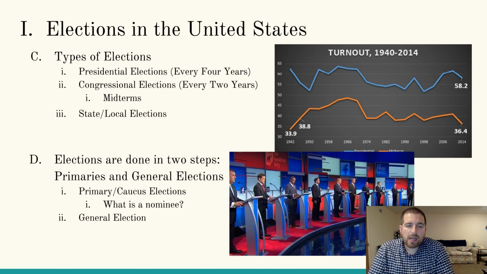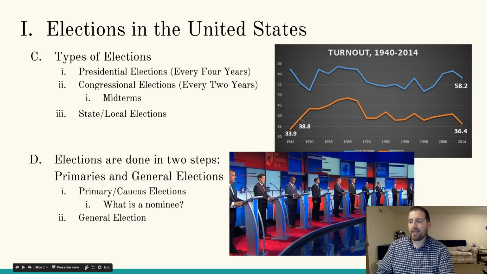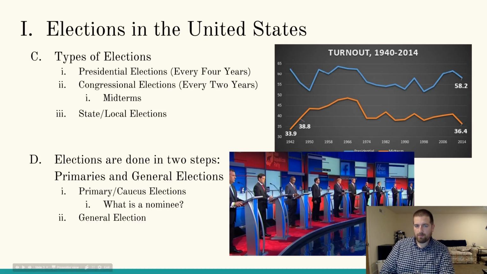Well, the first step in any election cycle is what is known as the primary or caucus elections, often referred to as primary season. And these are the elections that are carried out by our two major political parties, the Republicans and Democrats, in each state. And the point of these primaries and caucuses is to choose their nominee for the upcoming election. So these are kind of the elections before the elections.